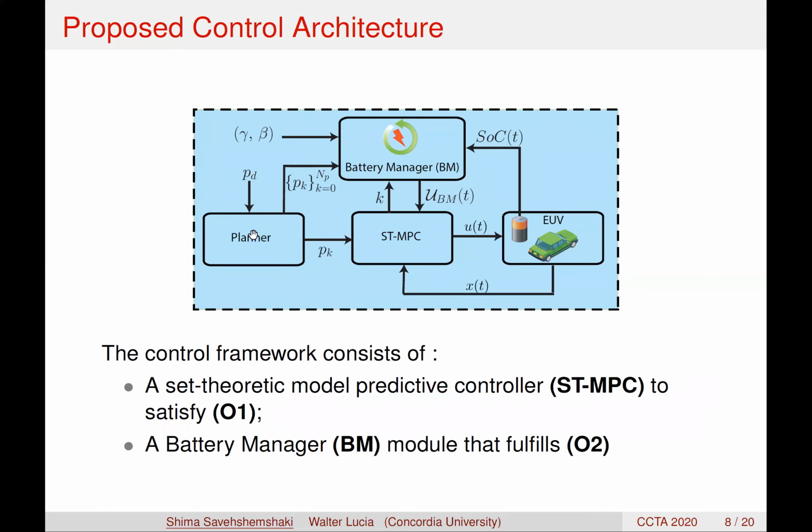As you can see here in the figure, the planner provides a sequence of waypoints to the battery manager and Set-Theoretic MPC. Set-Theoretic MPC is responsible for reaching each waypoint received from the planner. And the EUV sends its current states to the Set-Theoretic MPC to let it calculate the next control law for the EUV. And the battery manager, given the waypoints, the state of charge of the EUV, and also the desired profile, defines the acceleration input constraint of the vehicle, UBM of t.